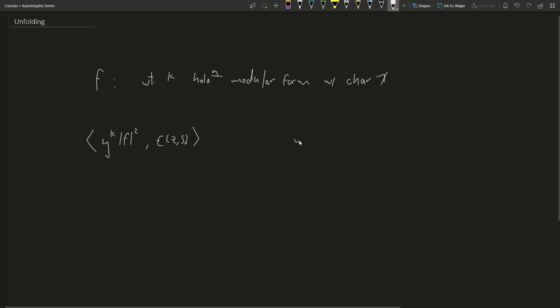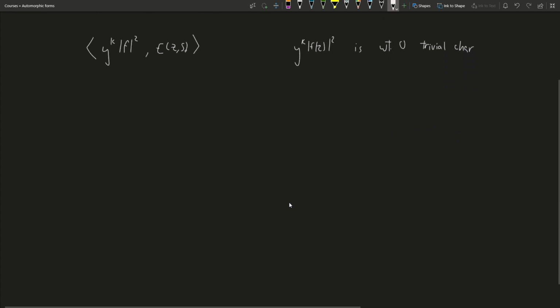So this is a common trick: y to the k times absolute value squared of f, where f is like this, is weight 0 with trivial character. And you can verify this directly just by using the definition of how this transforms. So let's write out our inner product.